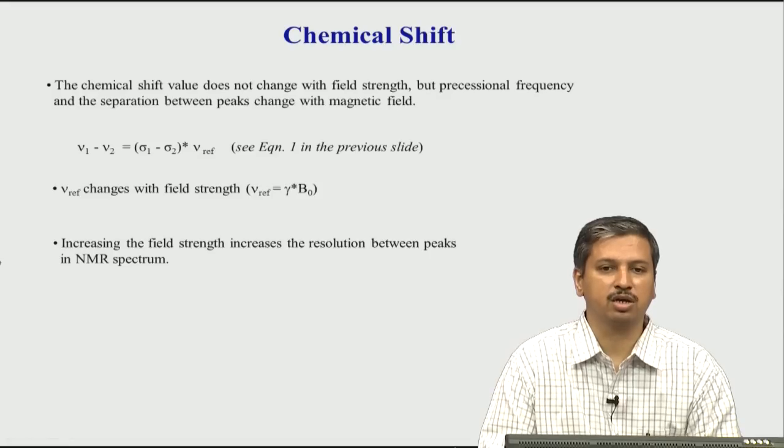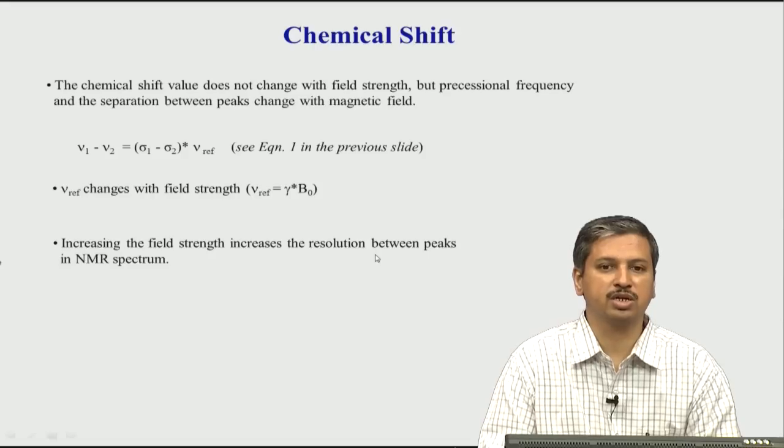So, if a peak is separated by 100 hertz on a 300 megahertz machine, and I go to a 600 megahertz machine, the peaks will be separated by 200 hertz, double. That doubling of the separation basically says that the peaks are well resolved from each other, which means the resolution of the spectrum has increased.